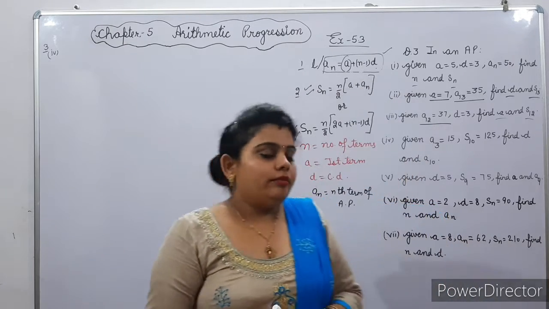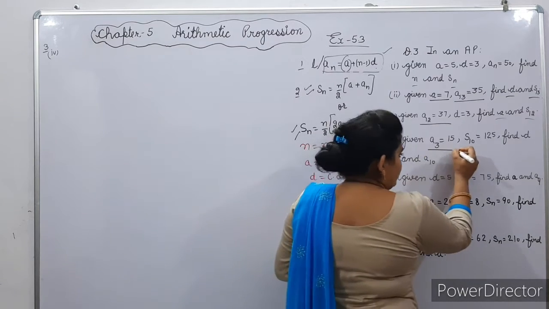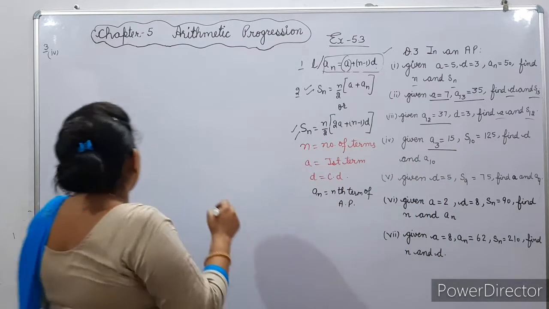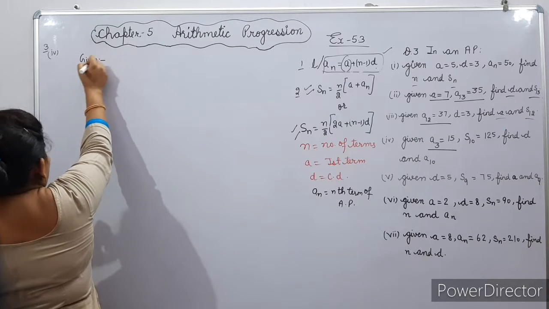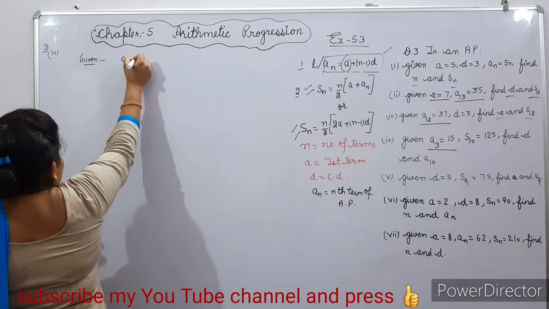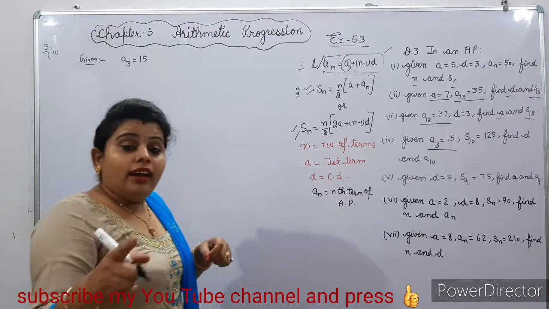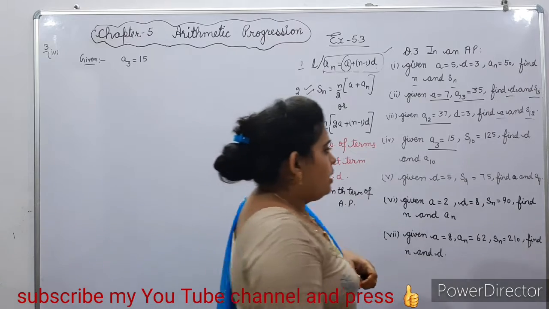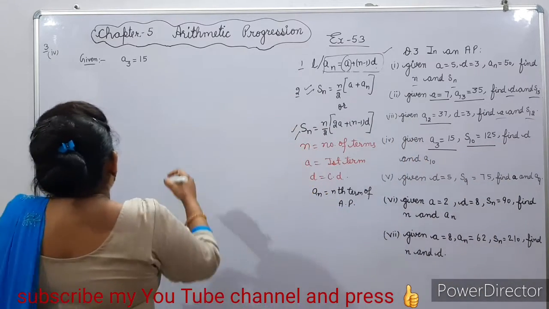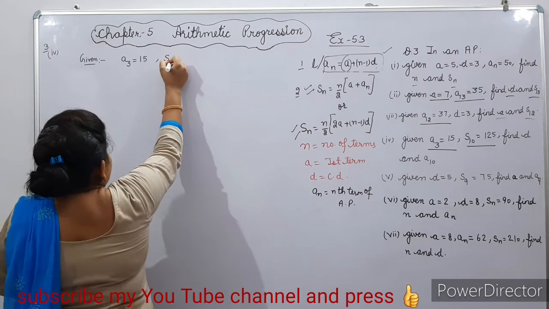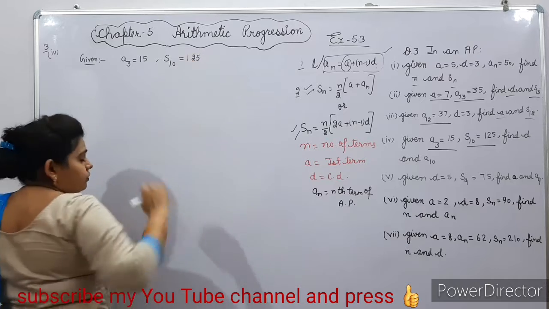Question number 3. What is given in fourth part? A3 is equal to 15. It means here the third term of the AP is given, and S10 is equal to 125, which means the sum of 10 terms is given.